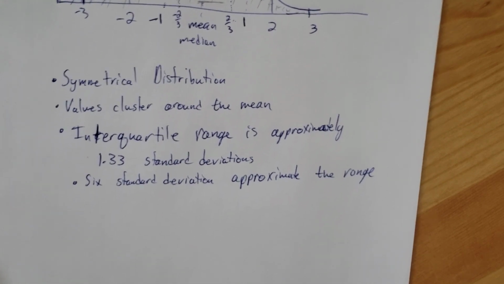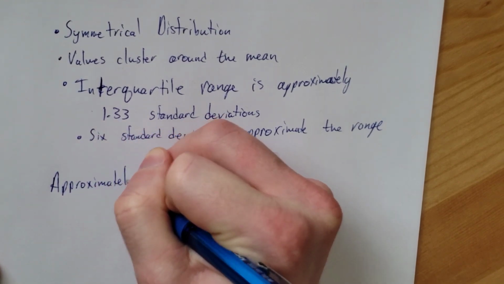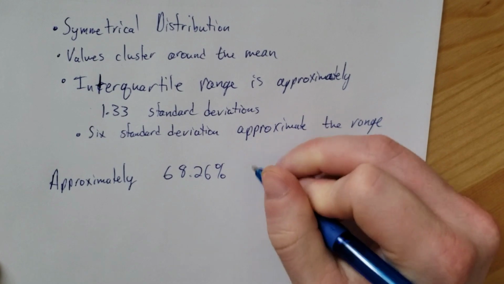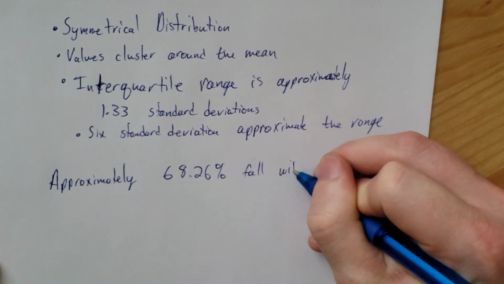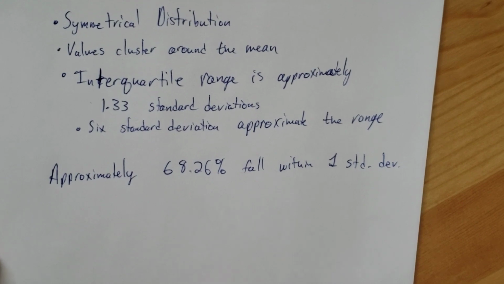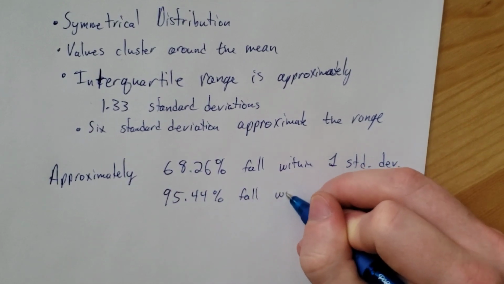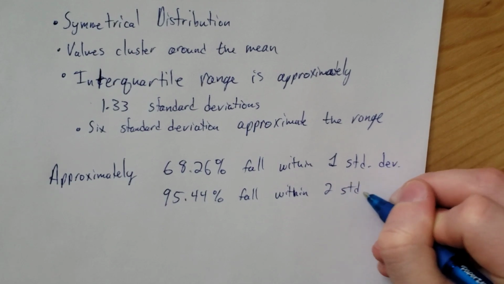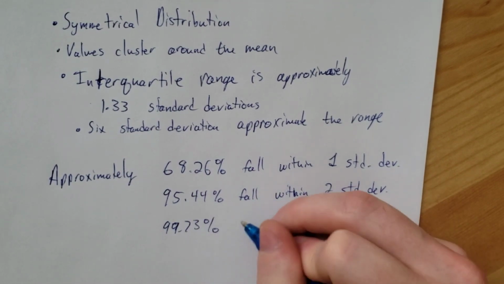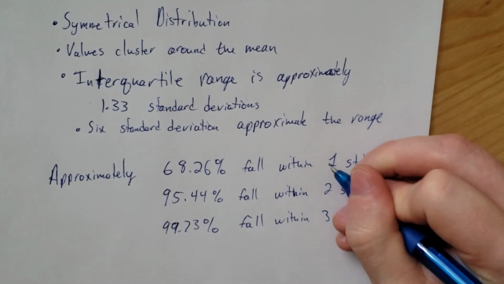So, we have said this next statement before, but I'd like to remind you that approximately 68.26% of the data fall within 1 standard deviation. Approximately 95.44% fall within 2 standard deviations. And 99.73% fall within 3 standard deviations. And for all of these, I should say plus or minus.